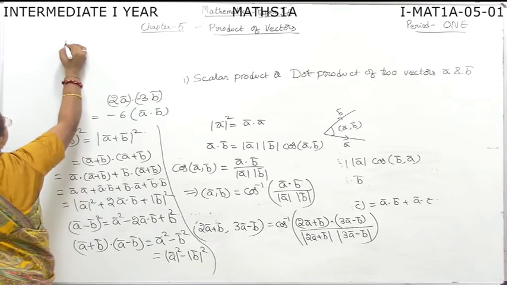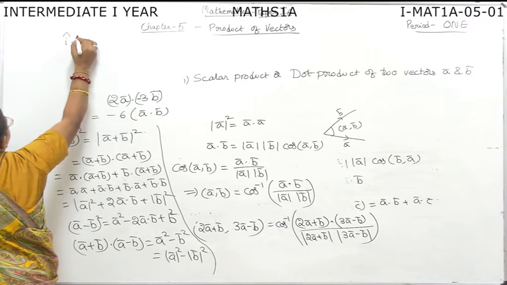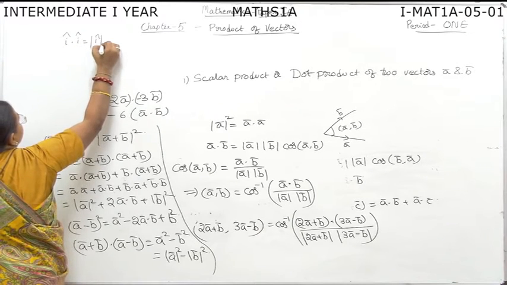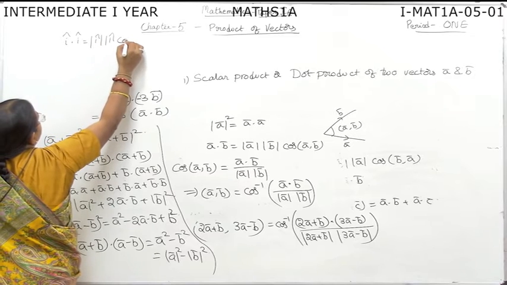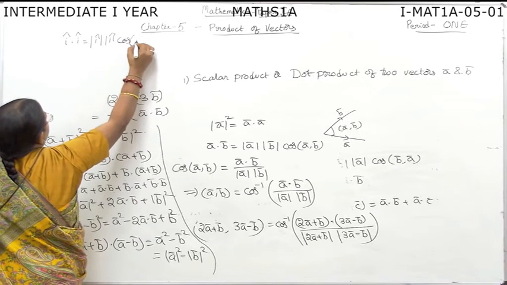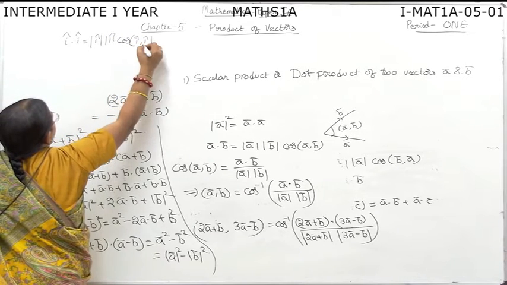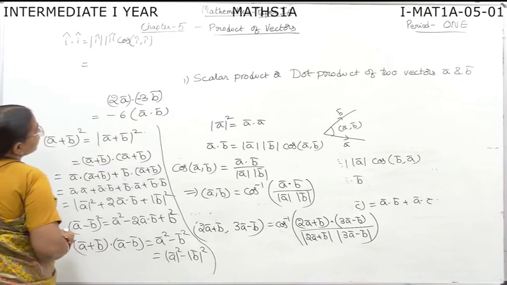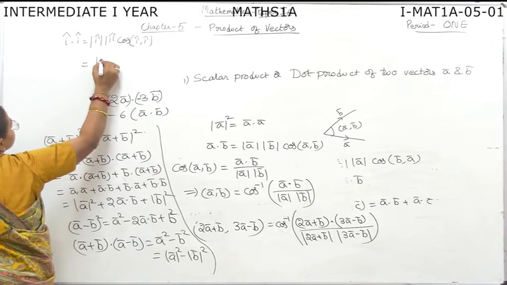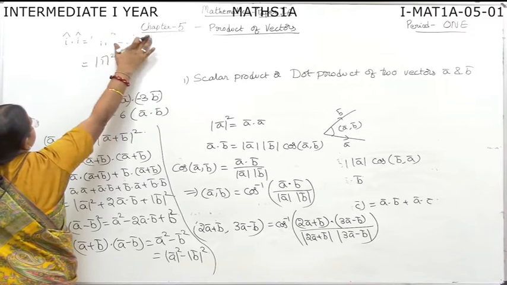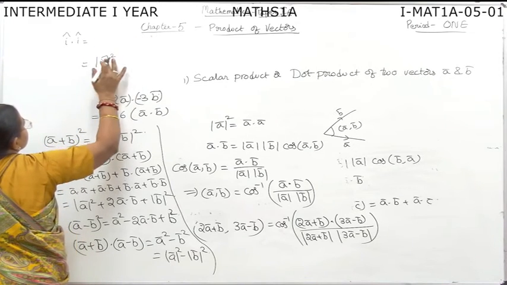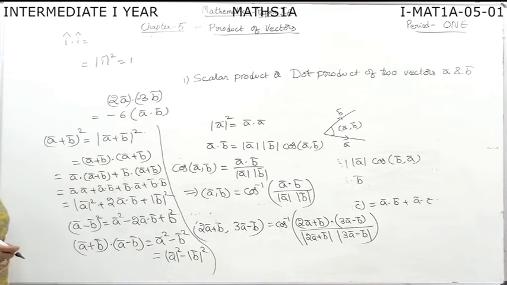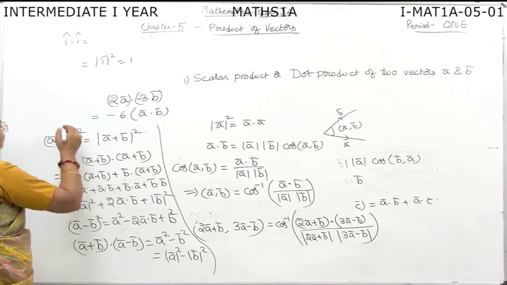Now we have these unit vectors i and j. So what is i dot i? According to the definition, it is mod i into mod i into cos of angle between i and i. The angle between i and i is 0, or else it is mod i square. Both are same, no? So a square is a dot a, so it is mod i square. So what is mod i square? Modulus of i is 1, so it is 1. So i dot i is 1, j dot j is 1, k dot k is also 1.